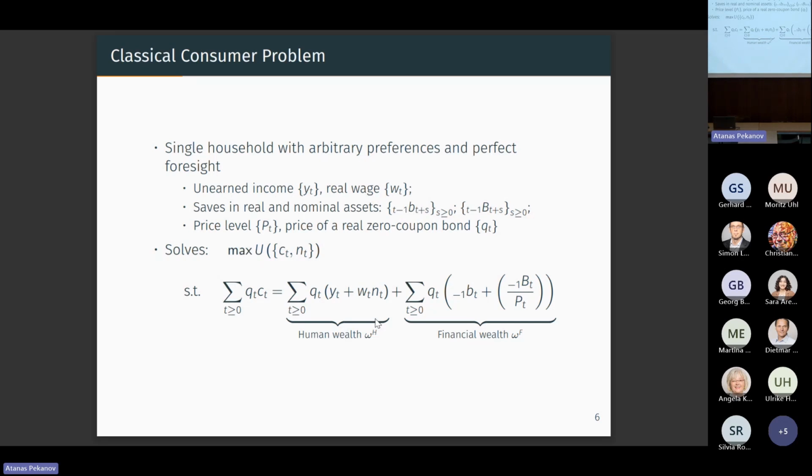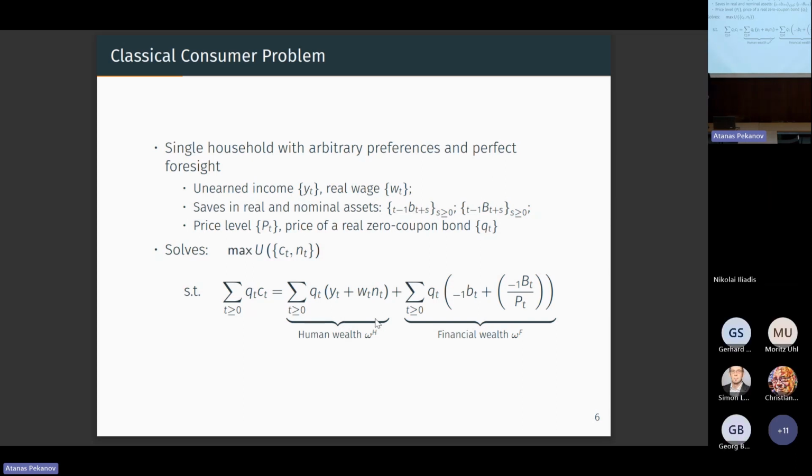And their flow period budget constraint can be rewritten using the terminal condition to show that basically, in their lifetime, the sum of their consumption will be equal to the sum of their human wealth, so all of their income, either endowment or earned income through wages, and their financial wealth. So at the end of their life cycle, they cannot leave any bequest. Everything that you consume will be the sum of your earned income or unearned income and your financial wealth, which is basically your bonds.